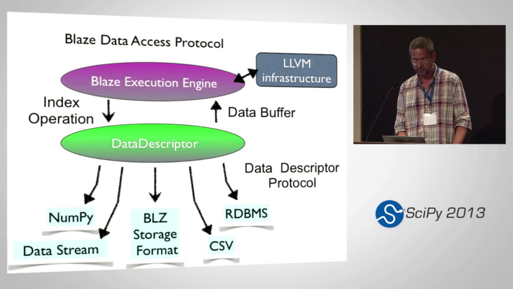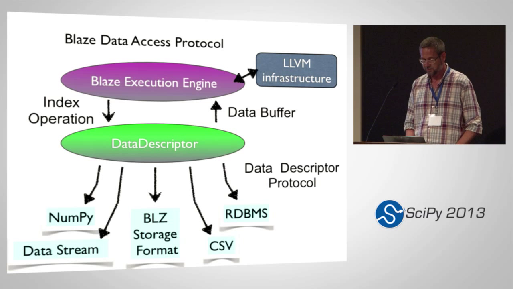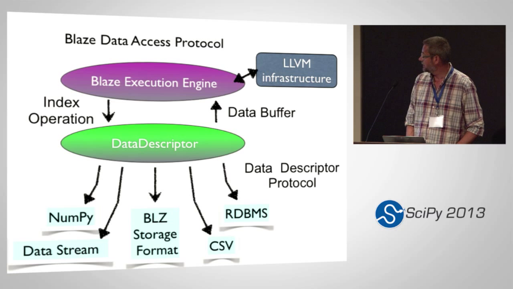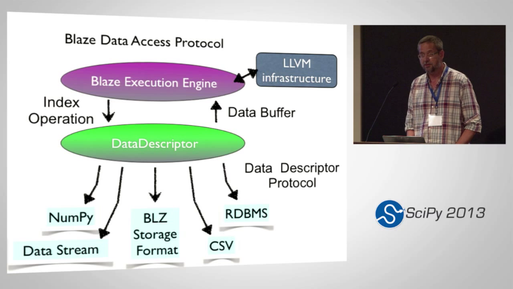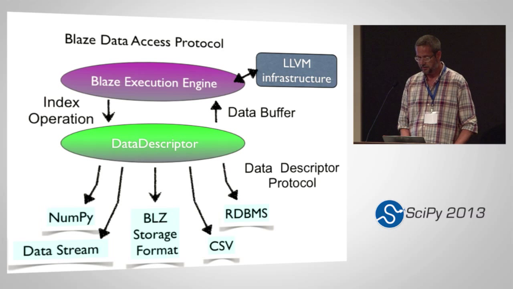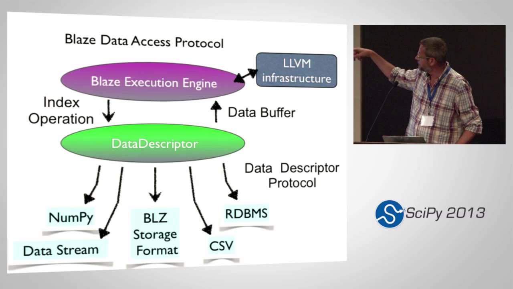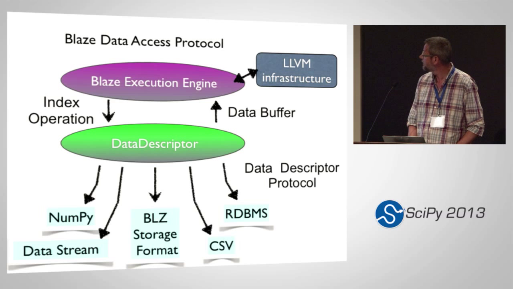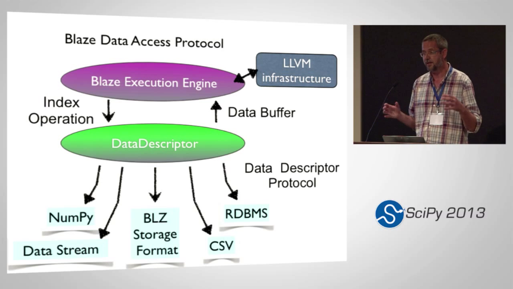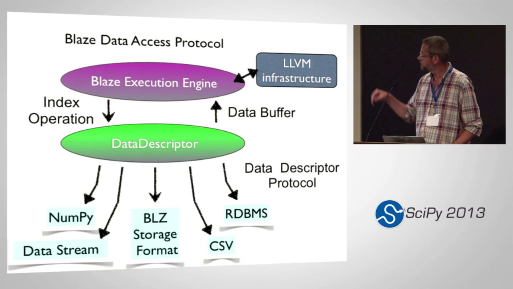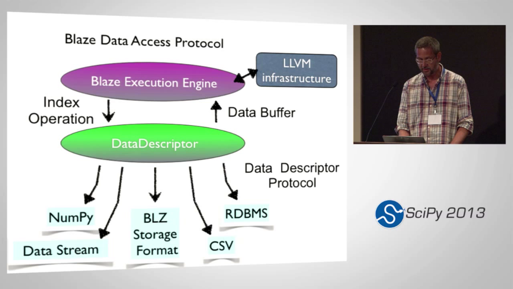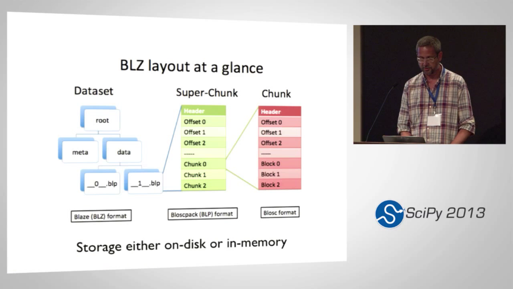You can think about it like this. The data descriptor gives access to different data sets and formats, either in memory, on disk, or on distributed machines. The data descriptor then handles different data buffers for the Blaze execution engine. Using the LLVM infrastructure, all these buffers are operated on and returned back to the data sets for storage again.